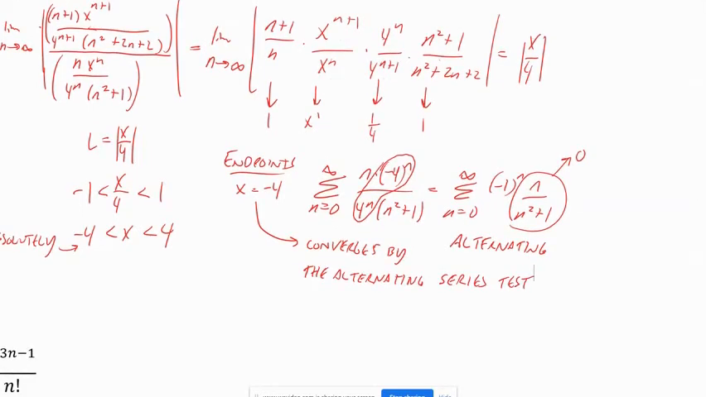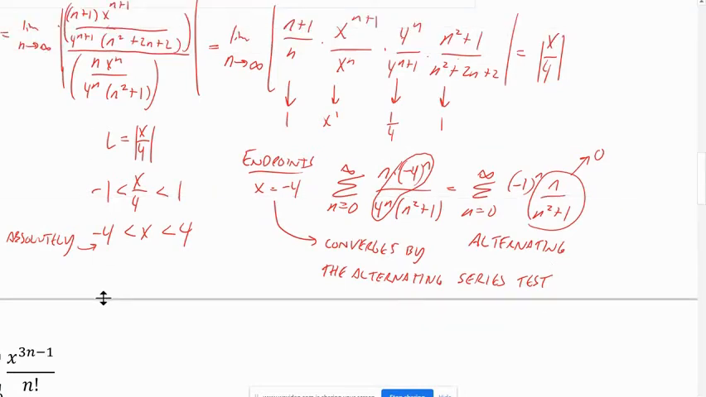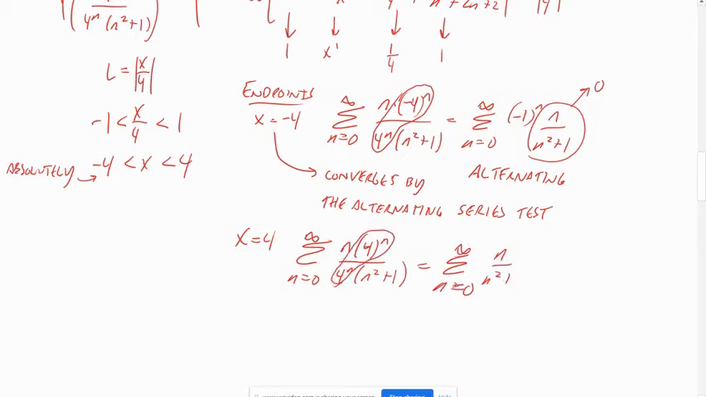Now we'll take a look at x equals +4. So when x equals +4, our sum becomes n times 4 to the n over 4 to the n squared plus 1. Sorry, this is an n. And then 4 to the n over 4 to the n just becomes 1, and now we have n over n squared plus 1. This series diverges.